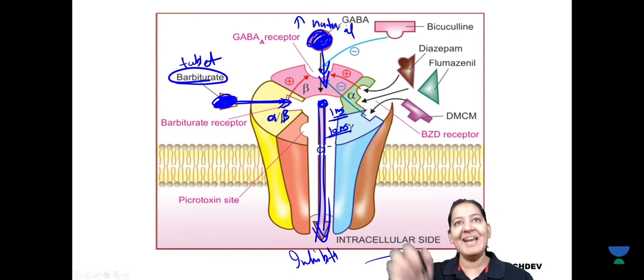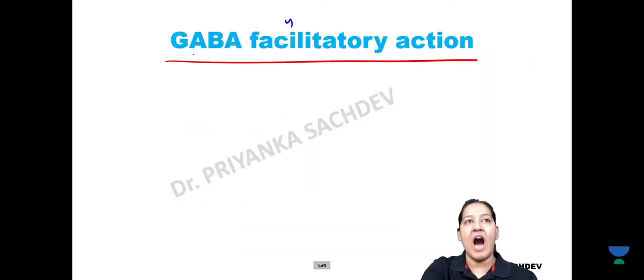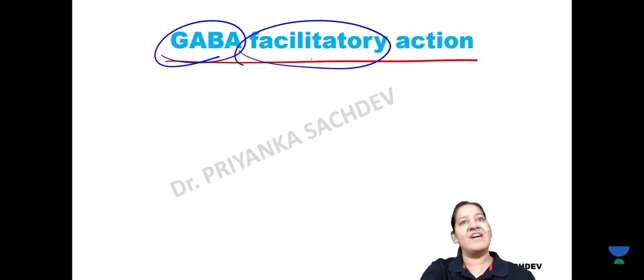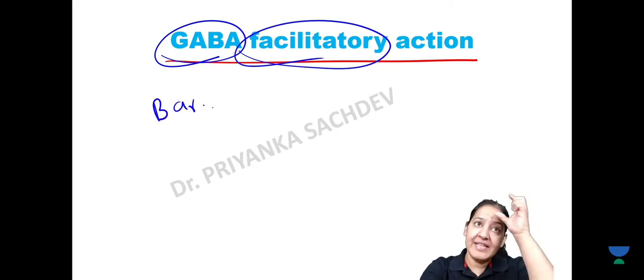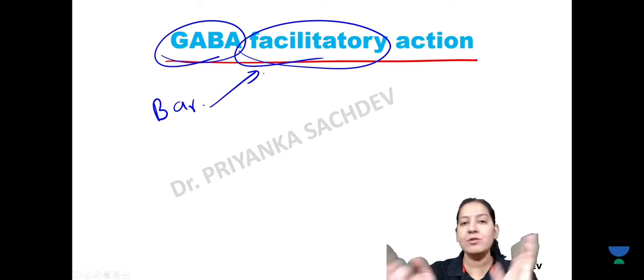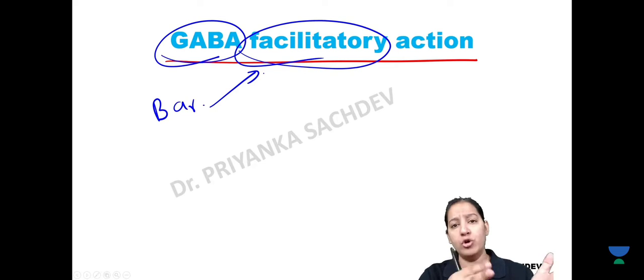So basically it is increasing the affinity of natural GABA. That's why it is known as GABA facilitatory action. It is facilitating the natural GABA itself. So barbiturate is actually increasing the affinity of natural GABA. It is not doing its own action. It is telling the GABA, yes, you are doing a good job. You are doing inhibition.